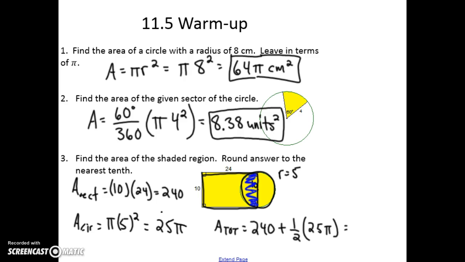And so you can do 25 times pi and then divide it by 2, or take it times 1/2, and then add 240 to it, and you get 279.27. And we'll say units squared.